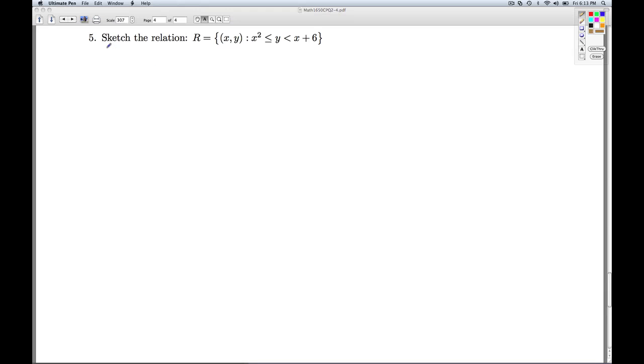All right, number 5, we're asked to sketch the relation described by this. So we have points x, y, where x squared is less than or equal to y, which in turn is less than x plus 6. All right, so the strategy here is let's graph y equals x squared. We know what that looks like. That's a parabola.